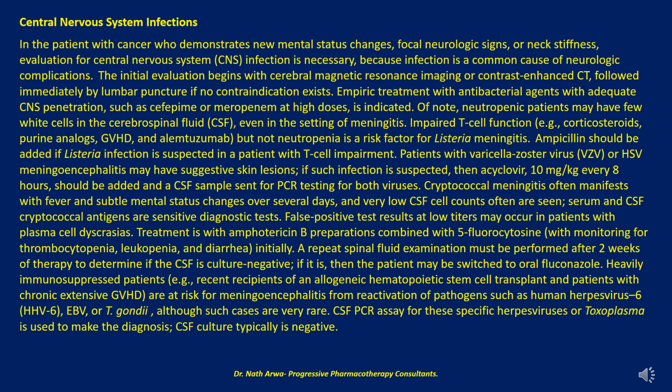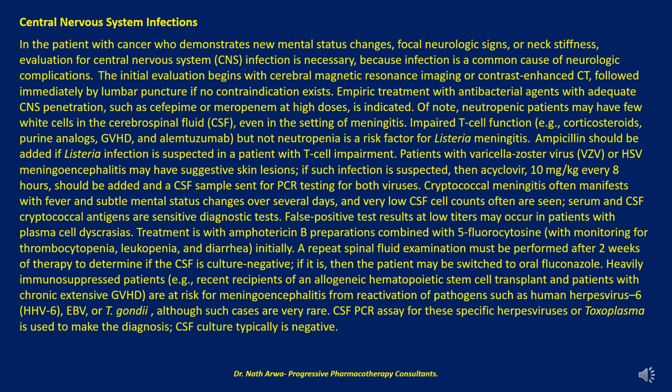Empiric treatment with antibacterial agents with adequate CNS penetration, such as cefepime or meropenem at high doses, is indicated. Of note, neutropenic patients may have few white cells in the cerebrospinal fluid, CSF, even in the setting of meningitis. Impaired T-cell function, e.g., corticosteroids, purine analogues, graft versus host disease, and alemtuzumab, but not neutropenia, is a risk factor for Listeria meningitis. Ampicillin should be added if Listeria infection is suspected in a patient with T-cell impairment.